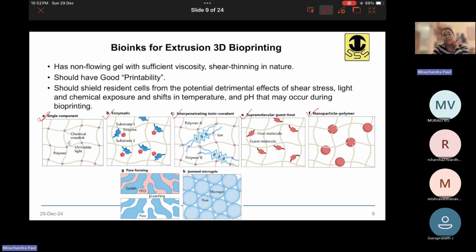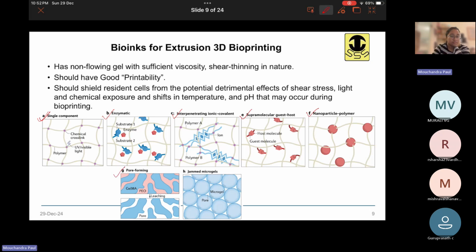You can use nanoparticle and polymer combinations as well. Here, the nanoparticle can contain some functional groups, or they can be electrostatically charged, right? Or van der Waals forces or something like that, that can basically hold together the polymer chains. All right. Addition of nanoparticle can also increase the shear thinning capability of the bioink.